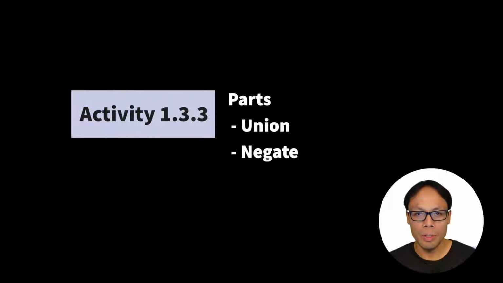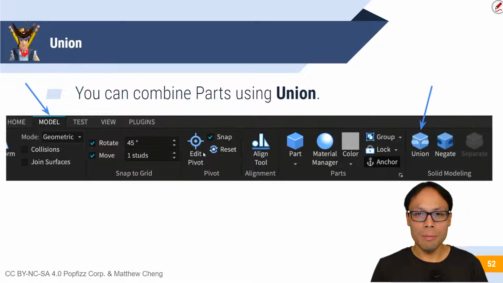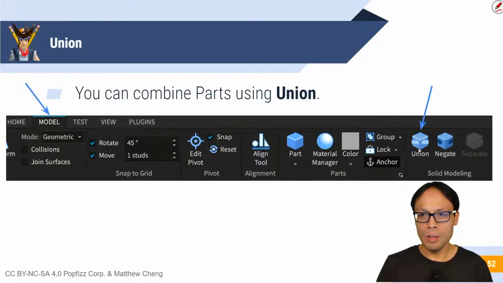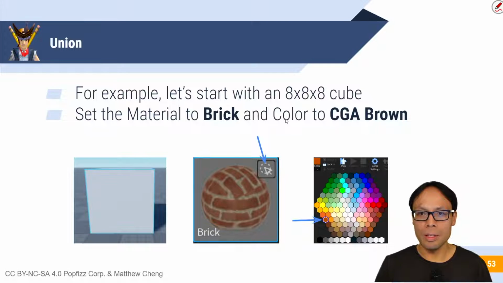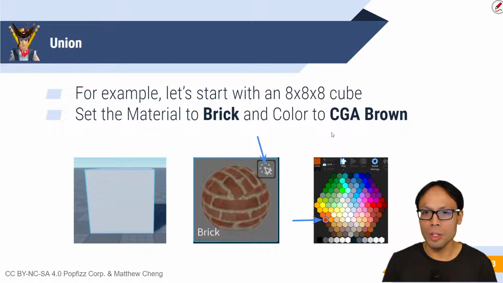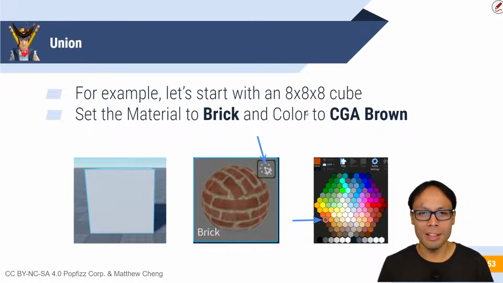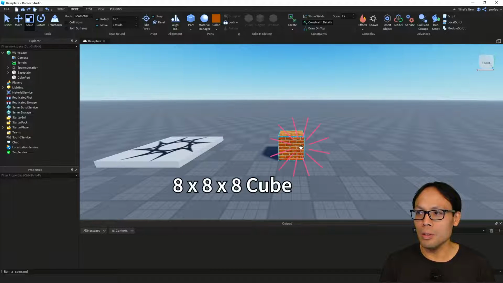Chang, and in this video we're going to take a look at union and negate of your parts. All right, so you can combine parts using union. Inside of Model, scroll across, right above my head here is a Union icon so that you can union your parts together. As we've previously done, we have our part as brick and also CJ Brown, but this time we're going to make it a little bit bigger because we're going to make a house. So we're going to make an 8 by 8 by 8 cube.